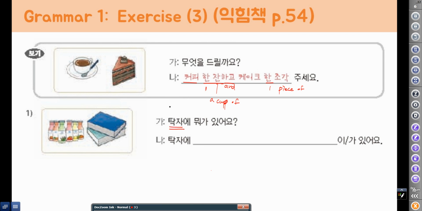자, 탁자에 뭐가 있어요? 탁자, do you remember the word? 탁자, table. 탁자에 뭐가 있어요? On the table, what's there? 뭐가 있어요? 자, what are these? All different flavors. That's a juice. 주스. And then the books. 책. So, how many books? 2. How many bottles? 6. Counter for bottles, 병. Then the counter for volumes, 권. 1. Right?